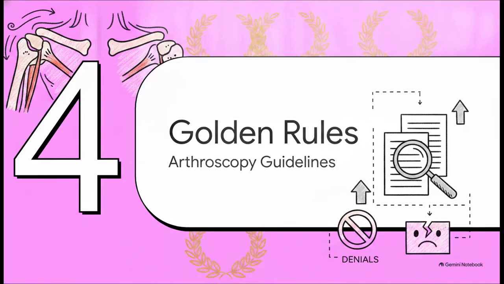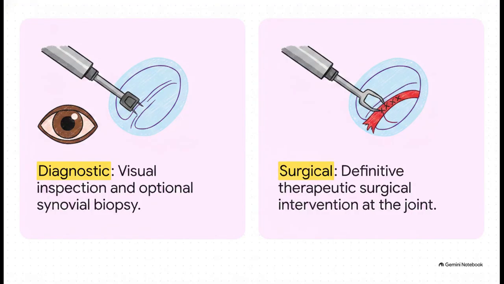Now, let's get into the most critical part of this explainer, the golden rules of arthroscopy coding. These are the definitive guidelines that keep auditors happy, get your claims approved, and prevent those super frustrating payer denials. Rule number 1, you have to clearly distinguish between diagnostic and surgical work. A diagnostic arthroscopy is purely visual inspection, plus maybe that optional biopsy. It's just finding out what's wrong.